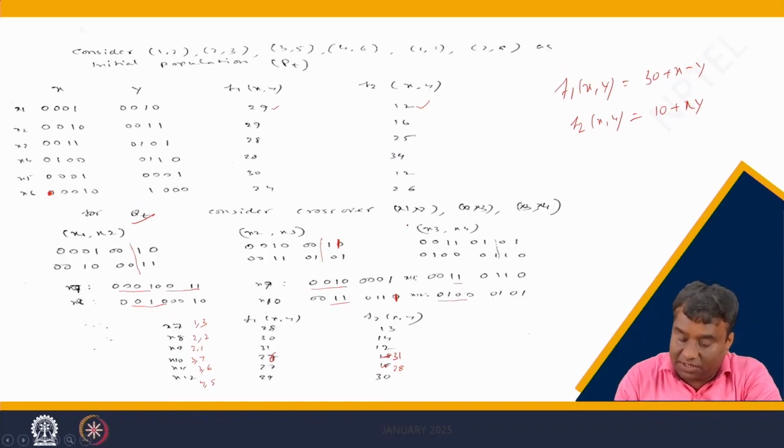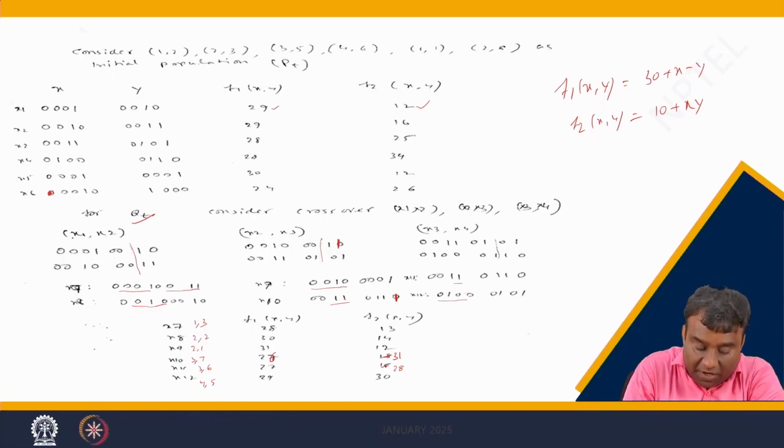Now we need to do the crossover after the second point from the end, for chromosomes x1 and x2. So for x1 it is 0, 0, 0, 1, 0, 0, 1, 0. For x2 it is 0, 0, 1, 0, 0, 0, 1, 1. So after the crossover, x7 is 0, 0, 0, 1, 0, 0, 1, 1. For x8 it is 0, 0, 1, 0, 0, 0, 1, 0. The first 4 bits are x, the next 4 are y. So for x7, x is 1, y is 3. For x8, x is 2, y is also 2.